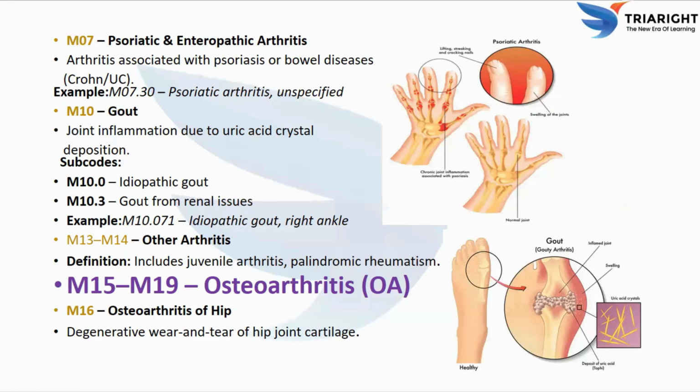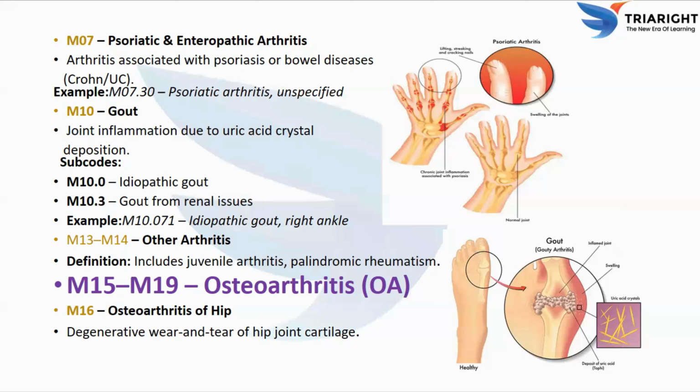So next code is M10. It describes gout. So what is gout? It is a joint inflammation caused by uric acid crystals deposited in the joints. Why does it happen? When a high uric acid level is present in the blood, crystals trigger severe inflammation. So by this, gout happens. What are the symptoms of gout? You can see sudden and intense pain, redness and warmth, and often the attack affects the big toe, that is the first MTP joint.